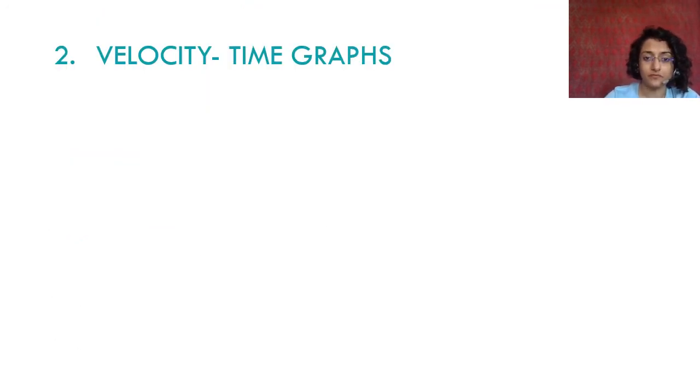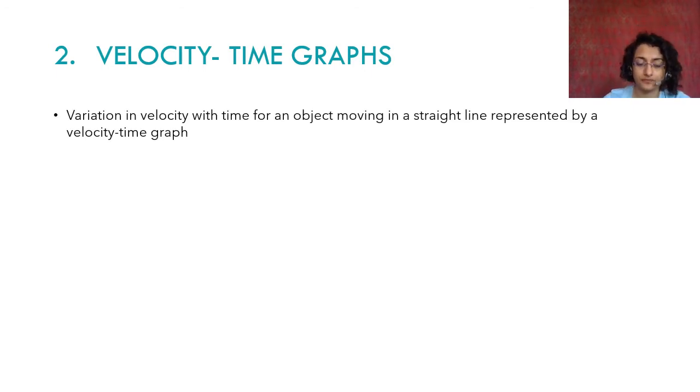Okay, so we come to the next point, which is the velocity time graph. We have done that velocity is displacement upon time, and acceleration is change in velocity upon time, right? Distance upon time is speed, displacement upon time is velocity. So now we are going to be looking at the velocity time graph.